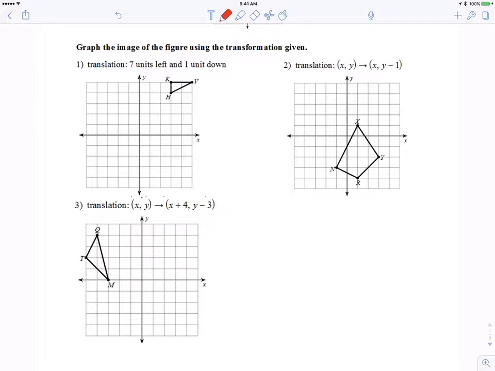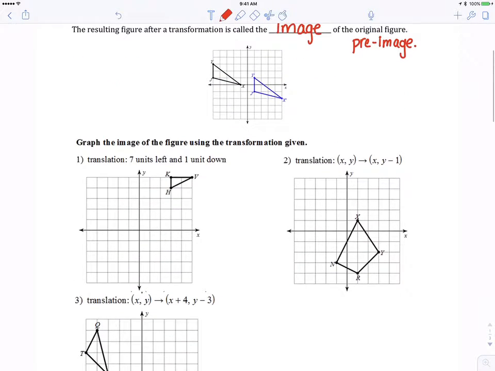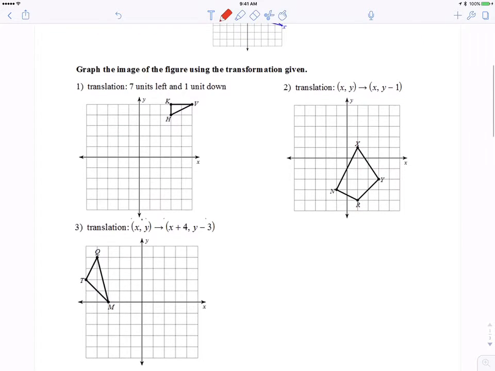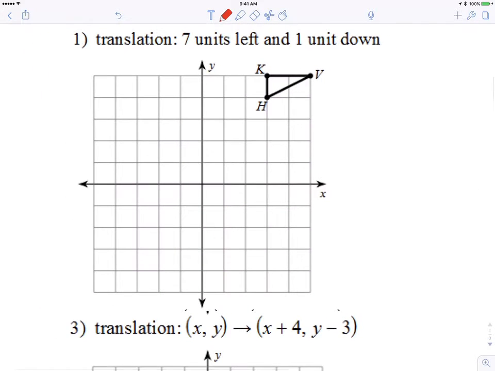We're going to go ahead and graph some transformations, these translations, using these verbal commands. We're going to have a fancier way of giving the command of how to translate the object in just a second, and that is called function notation, but for right now we're just going to use the words. So we want to take triangle KHV and we want to translate it or slide it 7 units to the left and 1 unit down.